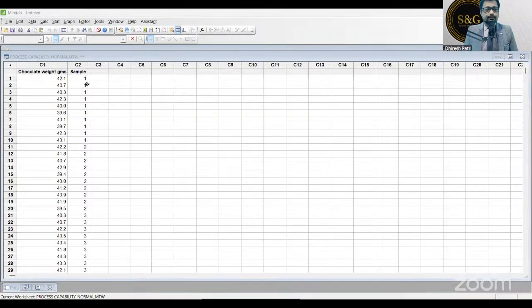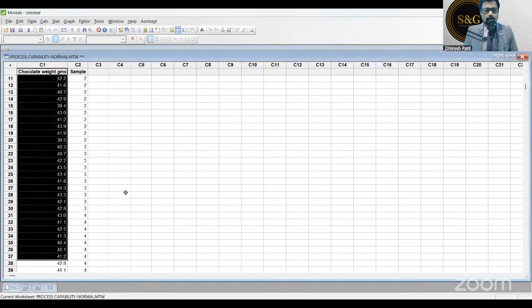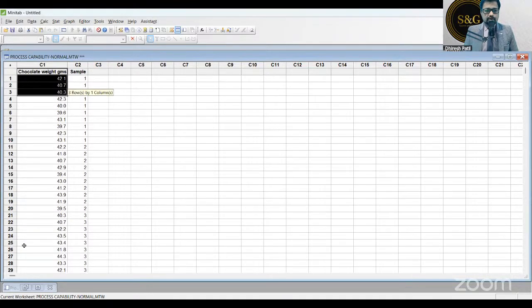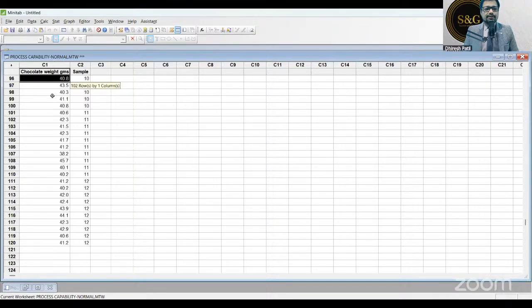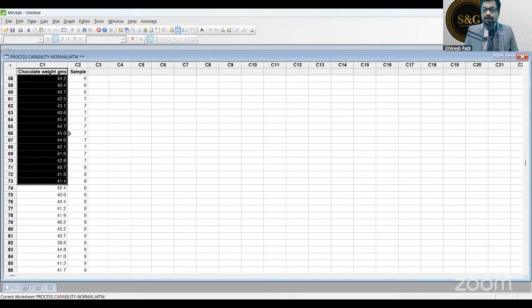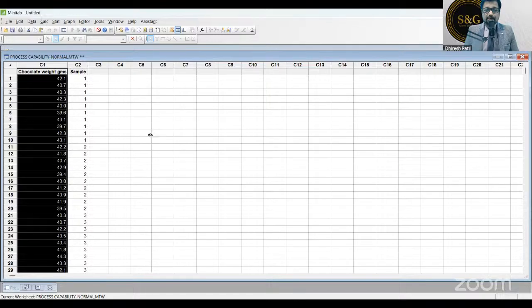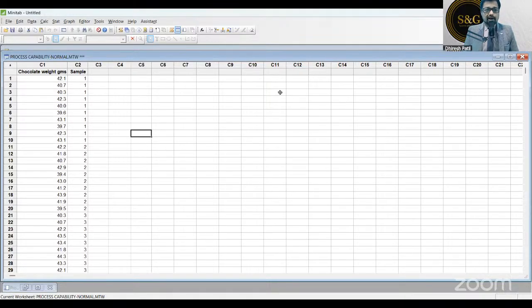Meanwhile, let me explain this. So we have chocolate weights here. I think we have 120 chocolate weights. And now we want to calculate the process capability, the Cp-Cpk of this. How do we calculate that? For that, to calculate Cp-Cpk, what do we need? First, we need the data from the process.